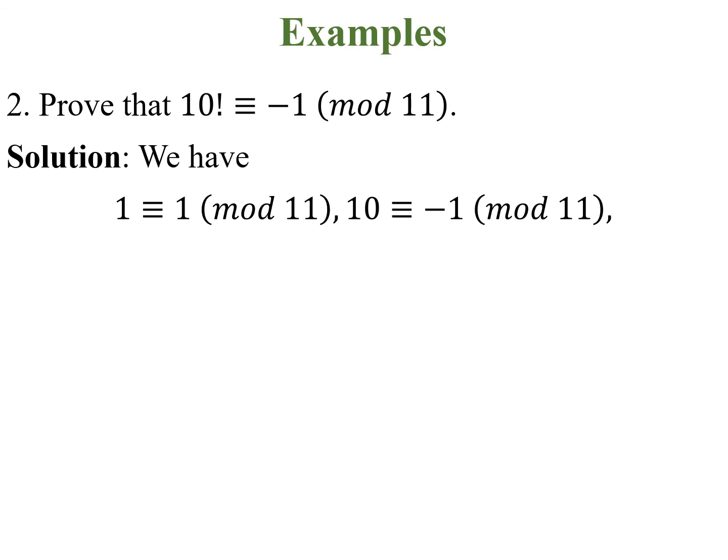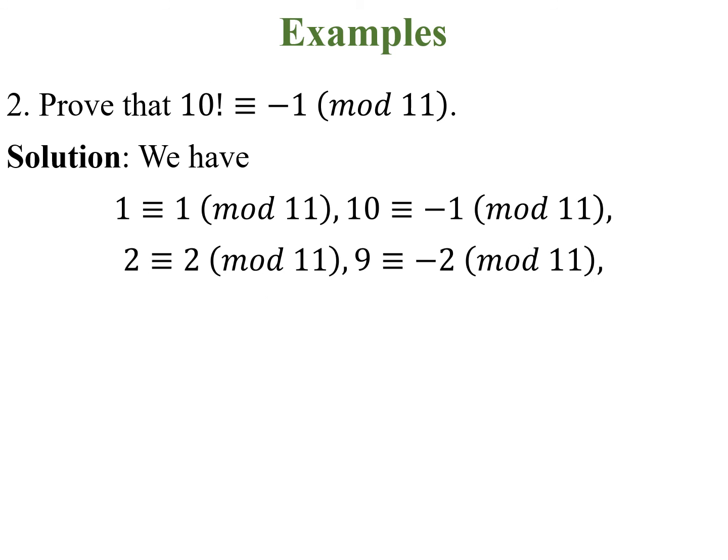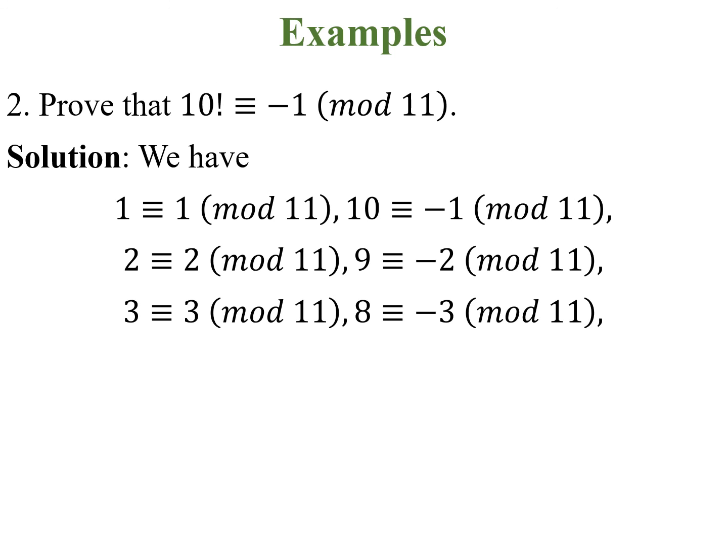Similarly, 2 is congruent to 2 modulo 11. And 9 is congruent to minus 2 modulo 11, because 9 minus minus 2 is 11, which is divisible by 11. Then 3 is congruent to 3 modulo 11. And 8 is congruent to minus 3 modulo 11, because 8 minus minus 3 is 8 plus 3, and it is equal to 11. 4 is congruent to 4 modulo 11.